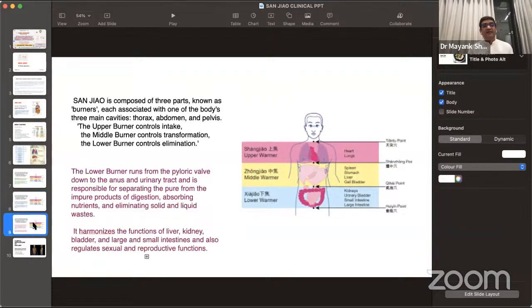And last, the lower burner. It separates the pure from the impure, absorbs the nutrients, and eliminates solid and liquid waste. It harmonizes functions of liver, kidney, bladder, large and small intestine, and also regulates sexual and reproductive functions.